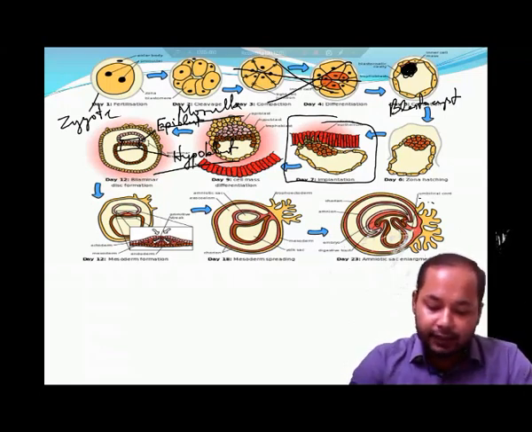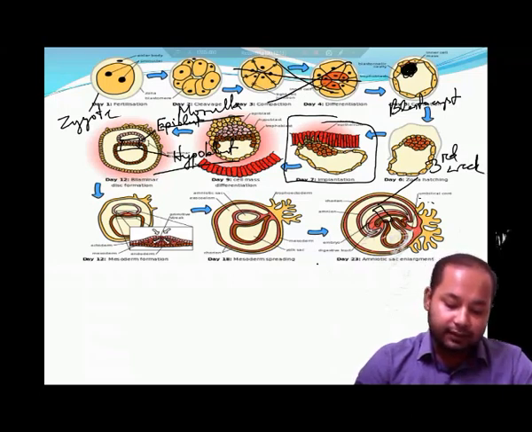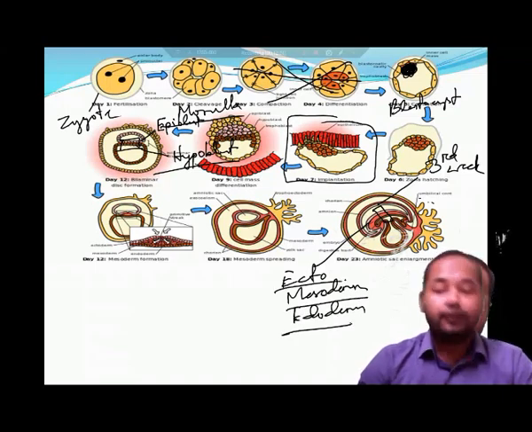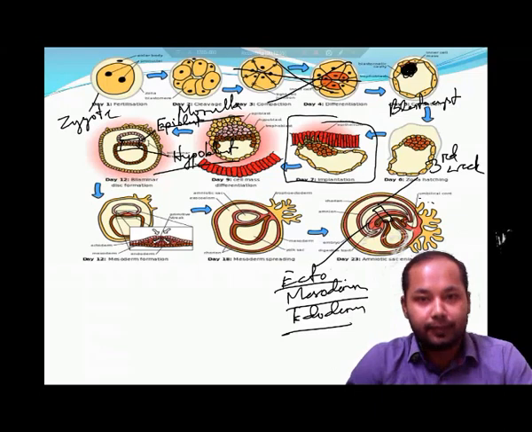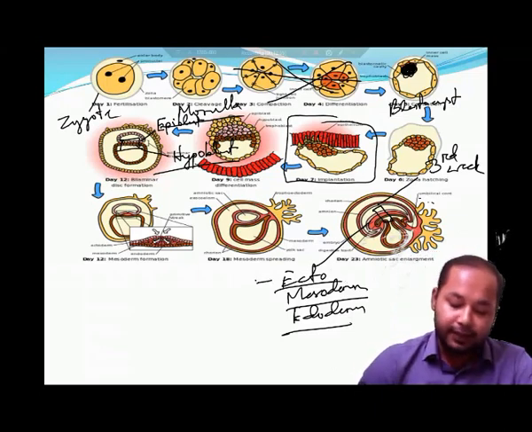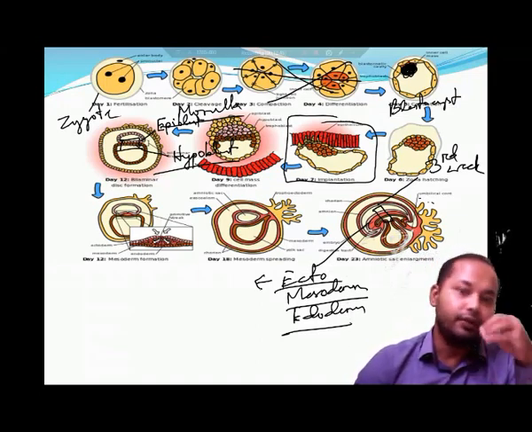That second week of development again gives rise to 3 cell layers, happening in the third week of development, which are called the ectoderm, mesoderm, and endoderm. All of us know that these 3 layers will give rise to the entire human being. The ectoderm forms most of the things on the outside, like the epidermis of the skin, and the perception of the external environment.